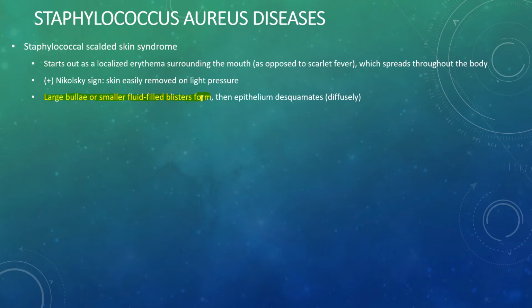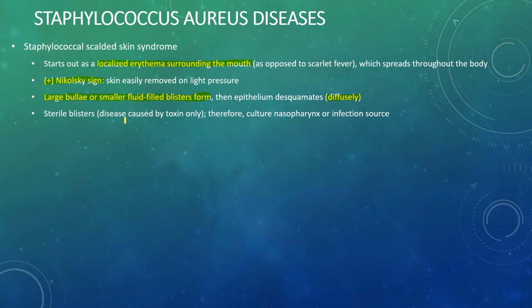And then after these bullae and blisters form, you get desquamation of the epithelium diffusely. So lots of desquamation here. So it starts out as a localized erythema around the mouth. You've got positive Nikolsky sign, and you also get large bullae and small fluid-filled blisters and desquamation.